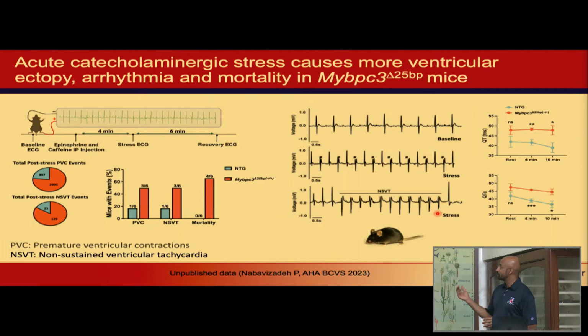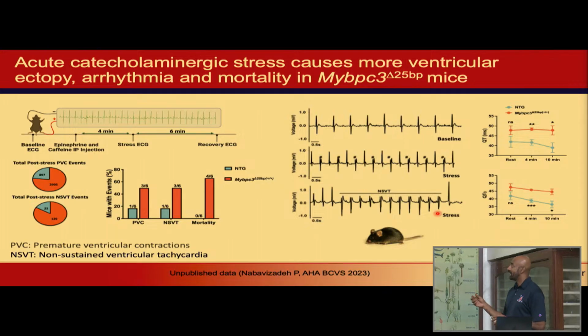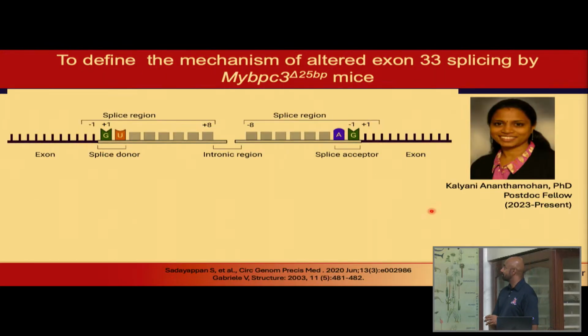We also looked into challenging these mice with catecholamine stress to see whether they show more cardiac arrhythmias compared to wild type control, and the answer is yes. We do see a lot of PVCs and also NSVT, non-sustained ventricular tachycardia. These mice are now being characterized by another postdoc of mine.